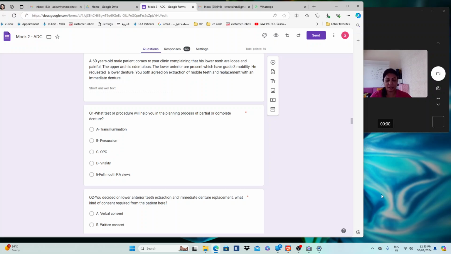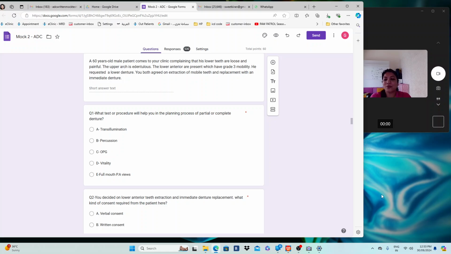Vitality of the remaining teeth, yes, that's a right answer too, but that would be a later choice of my test. Full mouth periapical views, OPG would serve the purpose. Periapical views are great when you have teeth. When you don't have teeth, what will my periapical view do? So I rather take an OPG, right? So OPG is the right answer.